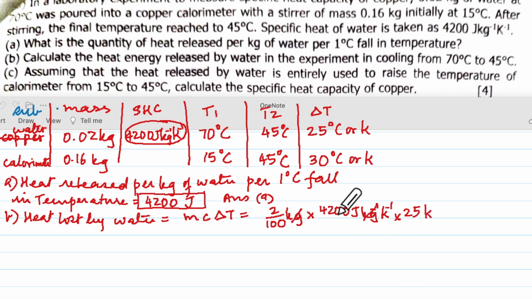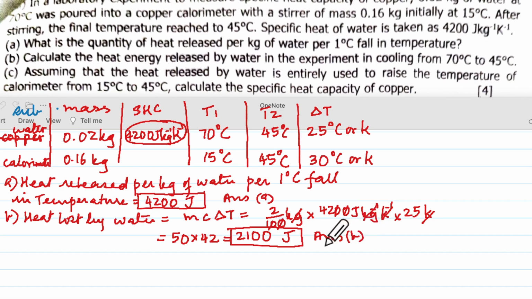Kg and kg got cancelled. Kelvin got cancelled. 2 zeros got cancelled. 25 into 2 is 50. So I'm going to get 50 multiplied by 42. Now 42 into 5 is 210 and one more zero. So this is the heat energy which is given out or released by water.